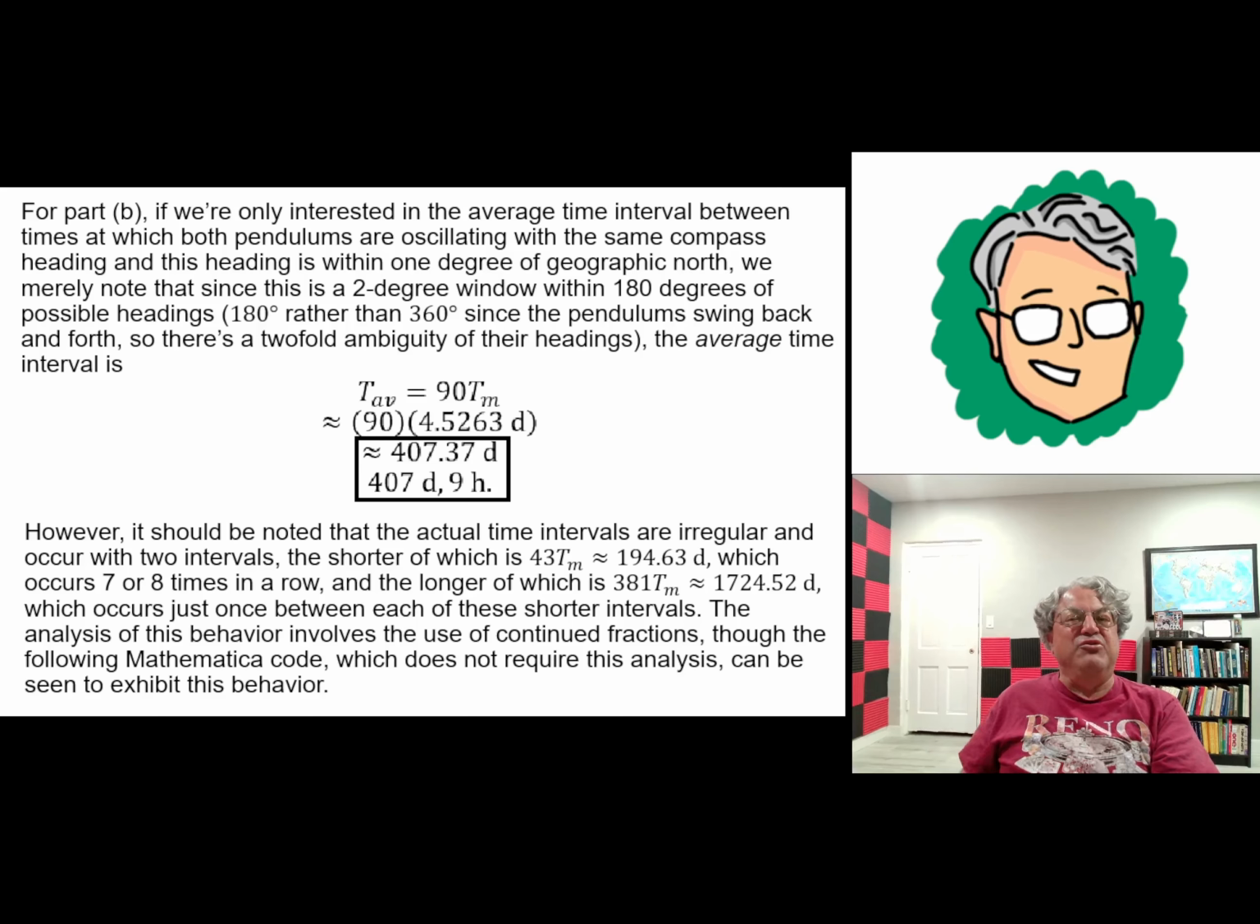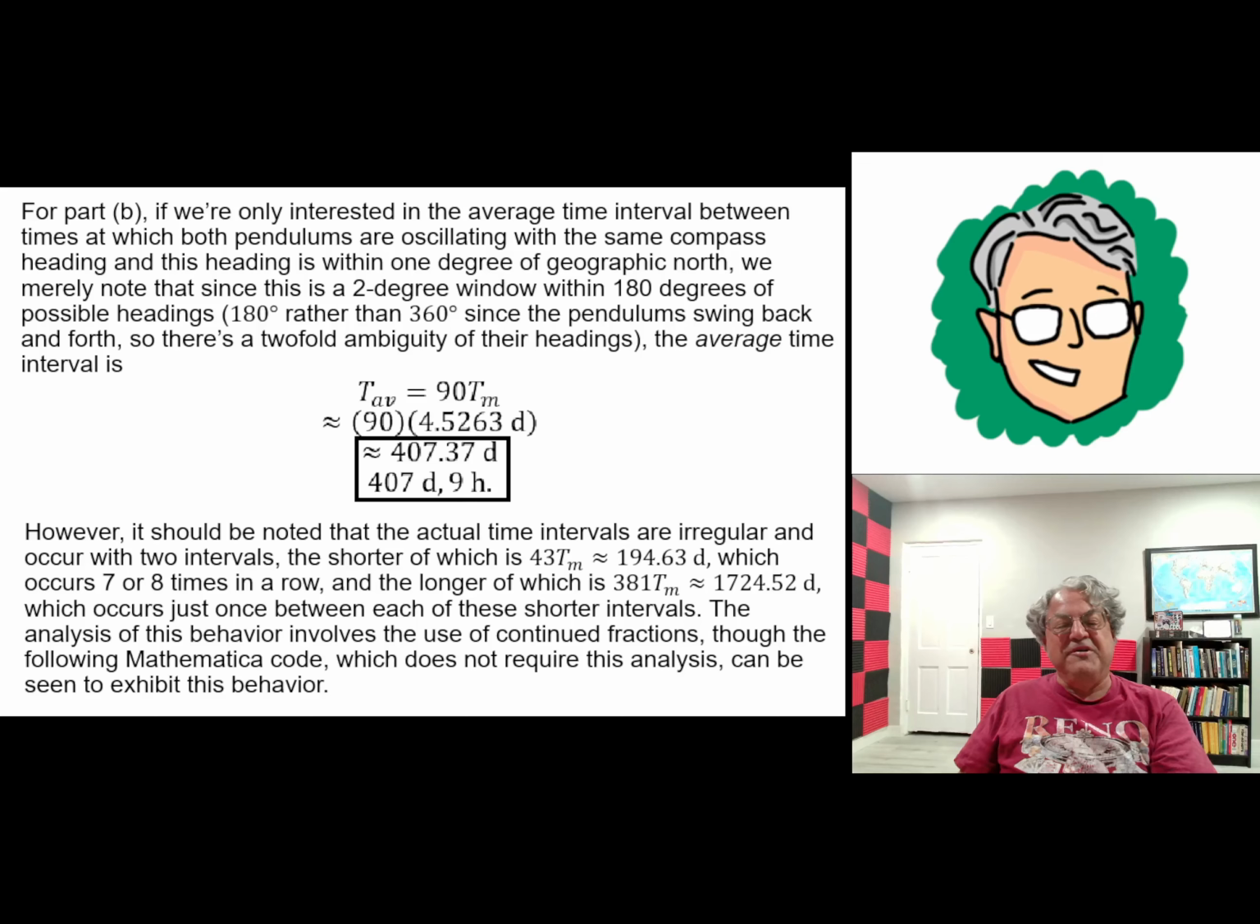But this is the average time. What's actually going on is a lot more complicated than this. They don't line up every 407 days. The actual behavior is a lot more complicated than that. To actually analyze when they agree and when they're both within 1 degree of geographic north, you have to use continued fractions. I actually did this analysis. It's pretty complicated.